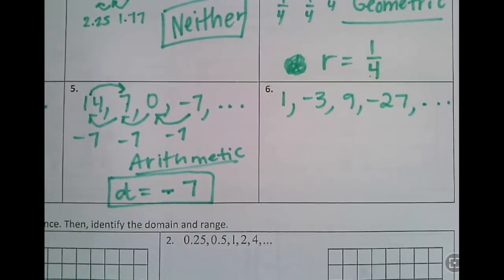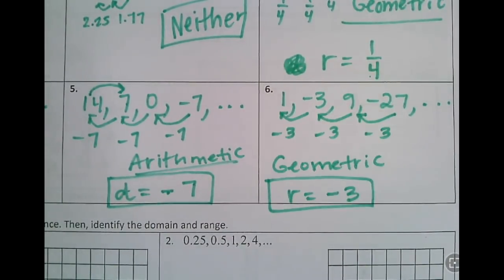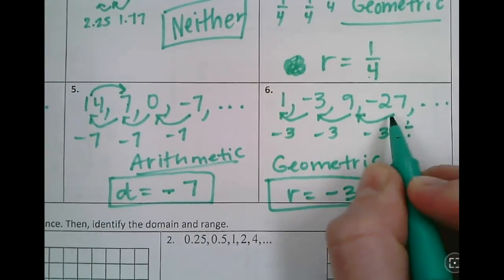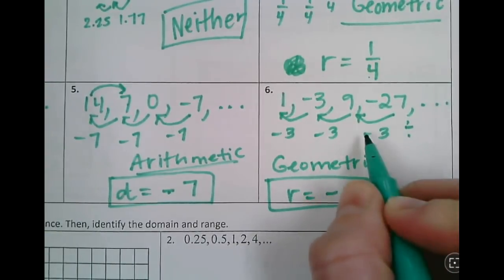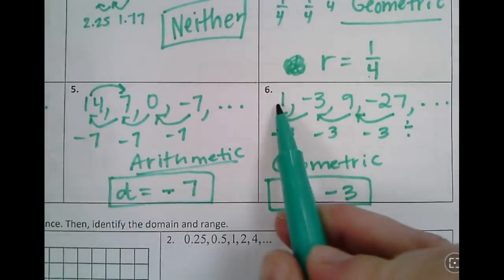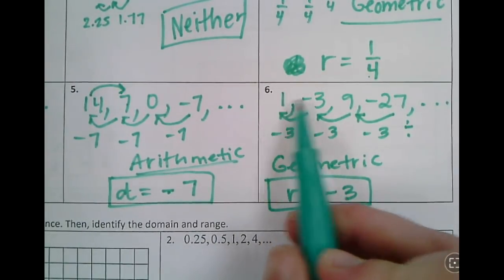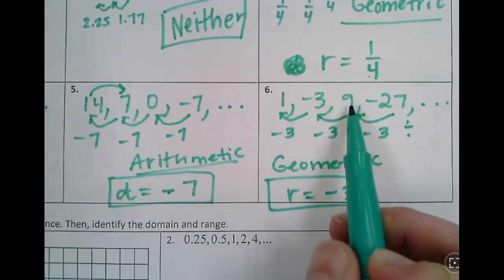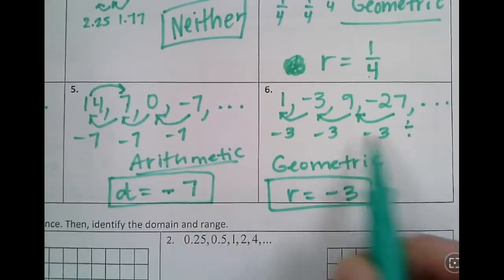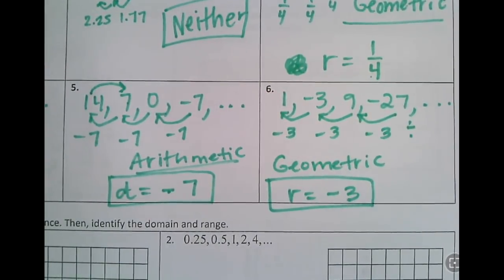Pause the video and figure it out. All right, this one's geometric. Each time when I looked back and I did my division to find my ratio, negative 27 divided by 9, I got negative 3. 9 divided by negative 3, negative 3. Or, looking at it forwards, how did it go from 1 to negative 3? From negative 3 to positive 9. From positive 9 to negative 27, well, each time it was being multiplied by a negative 3, so my ratio is negative 3. All right, the last section of notes here.